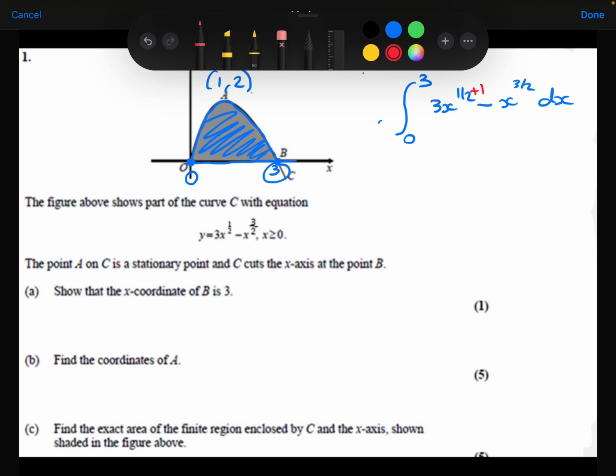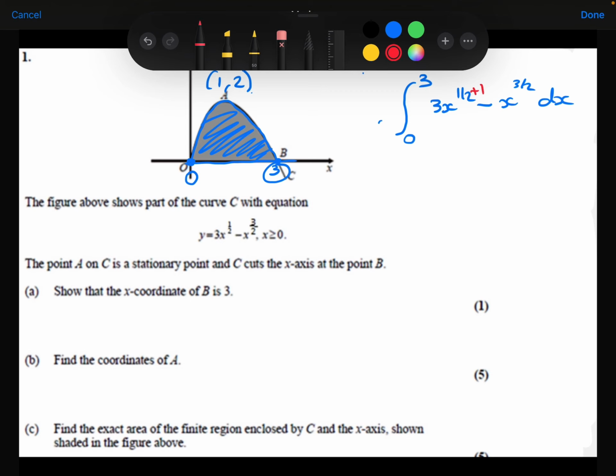The 3 divided by 3 over 2. Well, dividing by 3 over 2 is the same thing as timesing by 2/3. 3 times 2/3 is 2. And the 1/2 plus 1 gives the 3 over 2 as the power. So 3x to the power of a half integrates to be 2x to the power of 3 over 2.